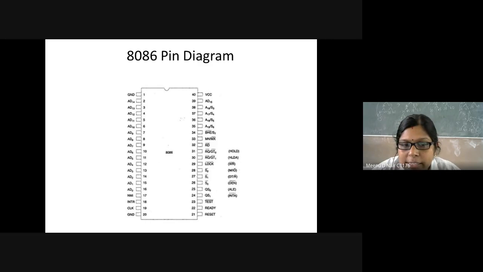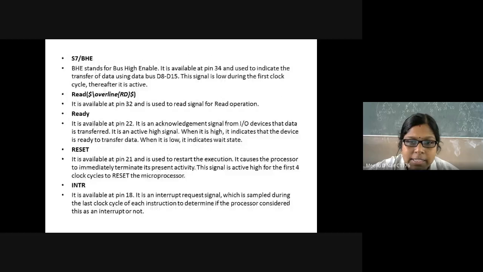Okay, this is the pin diagram. There are totally 20 address lines. They are A0 to A15, and then A16 to A19. These are the address lines. AD0 to AD15 act as both address lines as well as data lines, and the upper ones, A16, 17, 18, 19, work only as address lines, only for the address transfer. So this is the 8086 pin diagram.